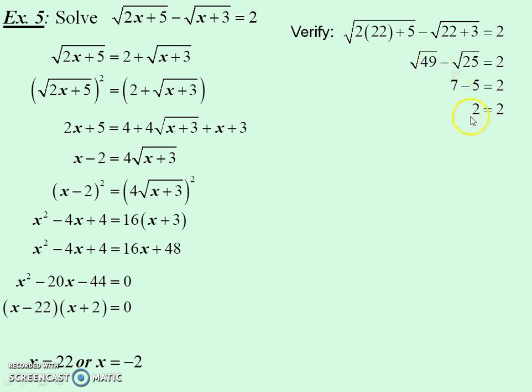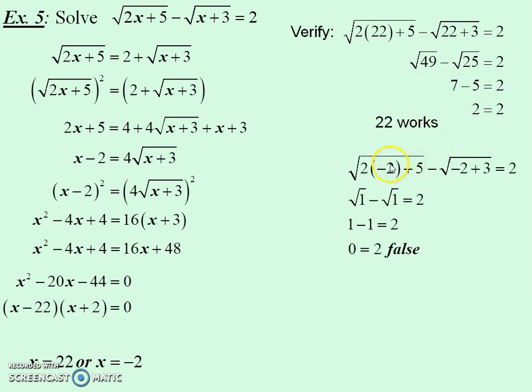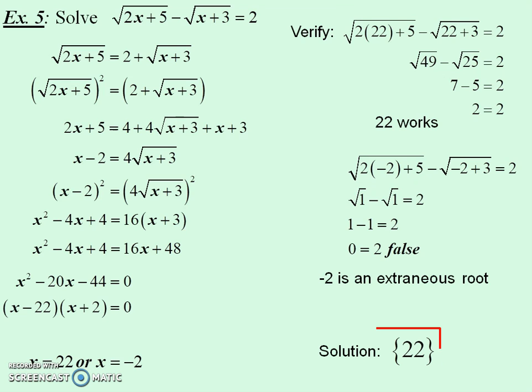Plugging 22 in works, that's an answer. Plugging negative 2 in does not work. So there's only one answer, it's 22. The answer that doesn't work is called an extraneous root. It's a specific mathematical term, and it also makes you sound smart if you use it. And so the solution is 22, and that is it.